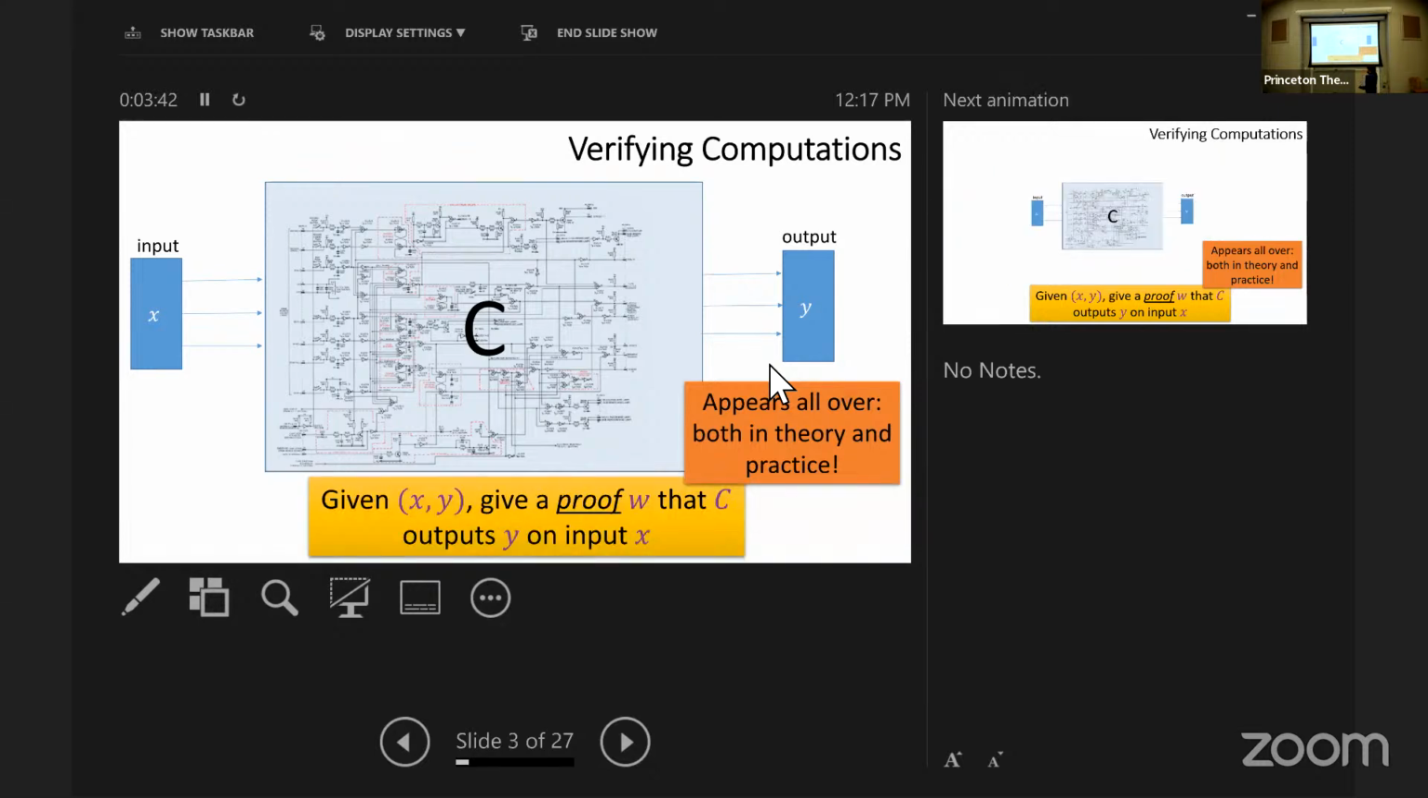So here is a more precise definition of the problem. What does it mean to verify? To verify that X, Y is an input-output pair, I need to be able to provide to you a proof, which I'm going to denote by W, and sometimes I'm going to refer to it as a witness, that tells you that the circuit actually outputs Y when given X. So this is what verifying means.